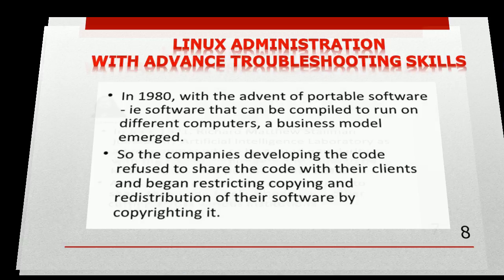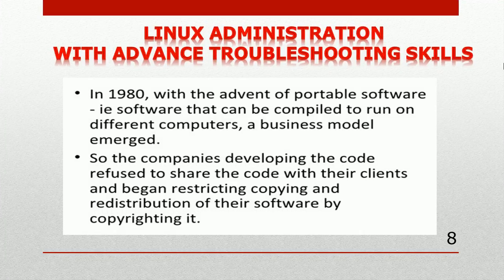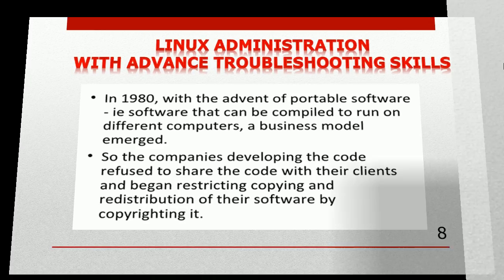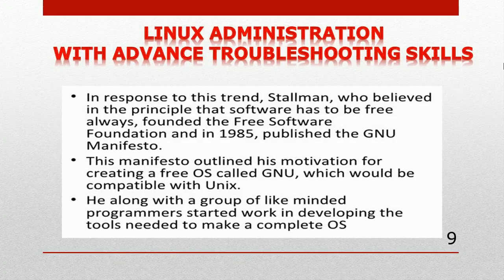In 1980, with the advancement of technology, a lot of companies refused to share their code with their clients, and they began restricting copying and redistribution of their software by copyrighting it. So this is what happened in the later years, with the advent of portable software. In response to this trend, Stallman was not happy, as he believed in the principle that software has to be free always, and he founded the Free Software Foundation in 1985 and published the GNU Manifesto.